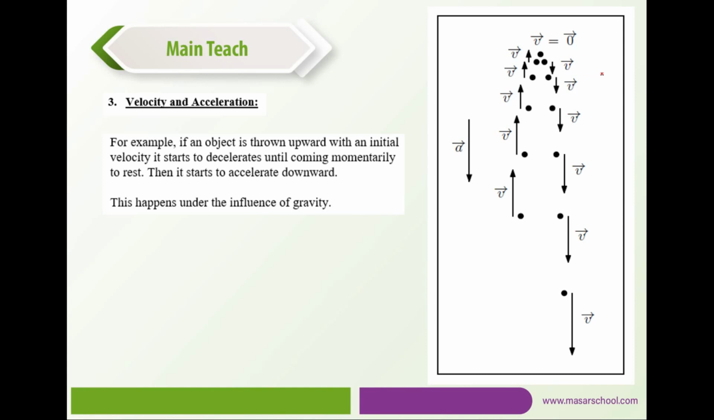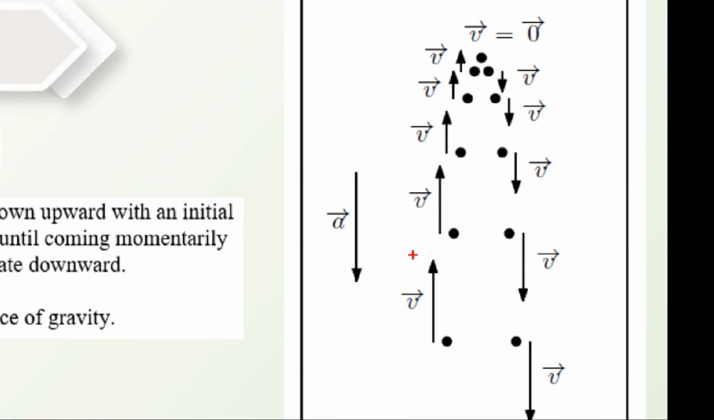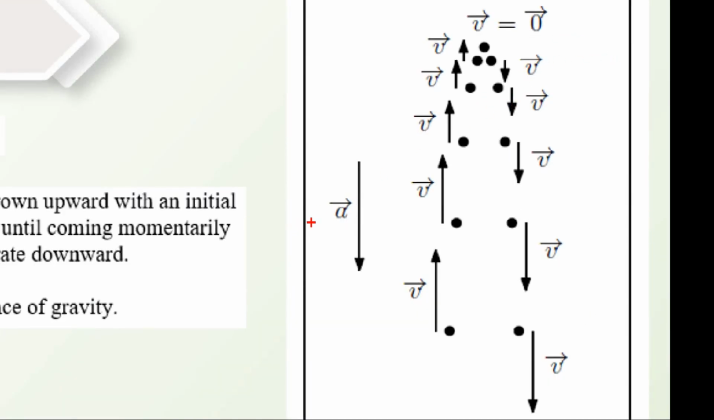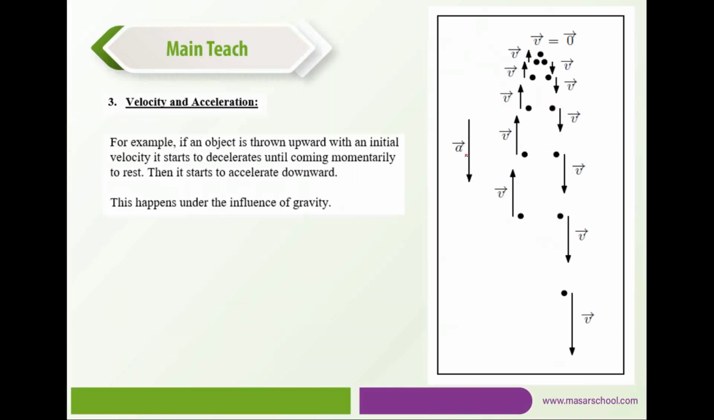For this reason, the velocity along the upward motion will start to break down until momentarily at this point it reaches 0, while during the downward motion the velocity will be in the same direction as A, and in this case we're going to say that the acceleration vector A is generating the velocity back downward.